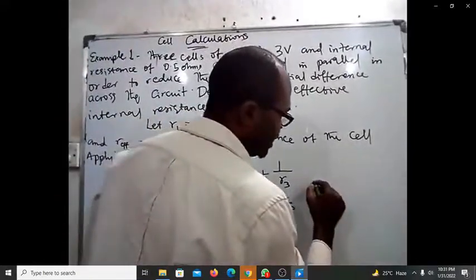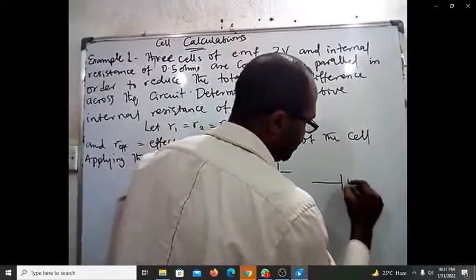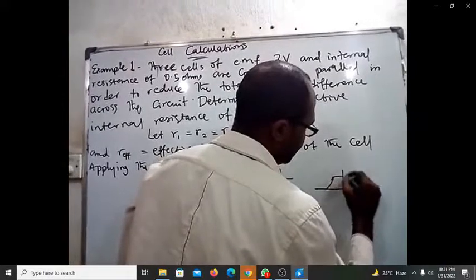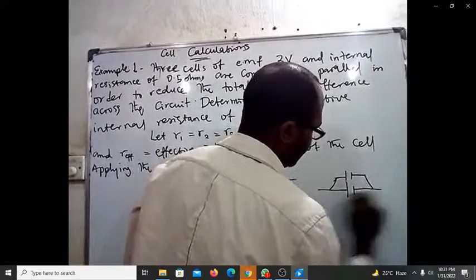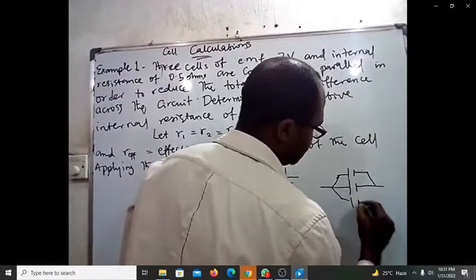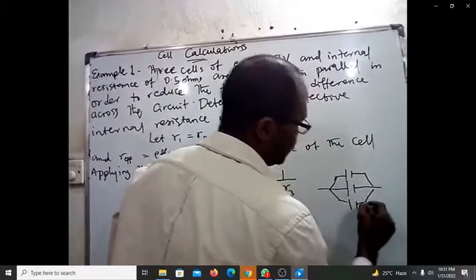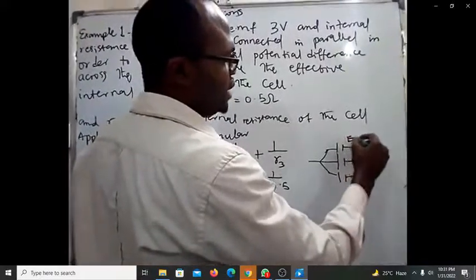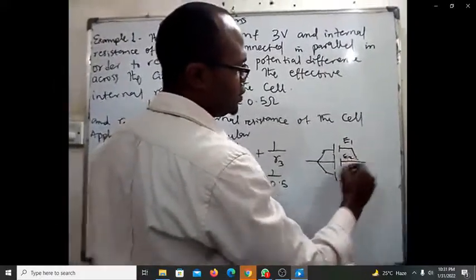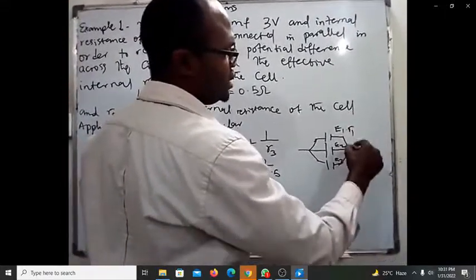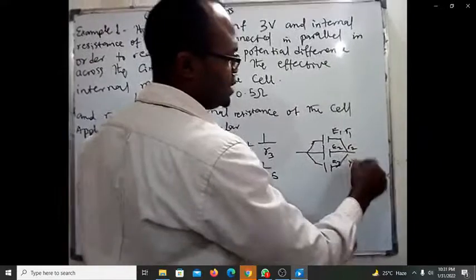So how do I do it? Like this, ba? Is it like this? Am I doing it well? Yes, sir. This is a parallel connection. This is EMF 1, EMF 2, EMF 3, and these are internal resistance 1, internal resistance 2, internal resistance 3.